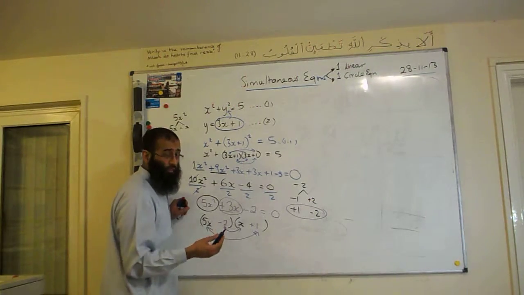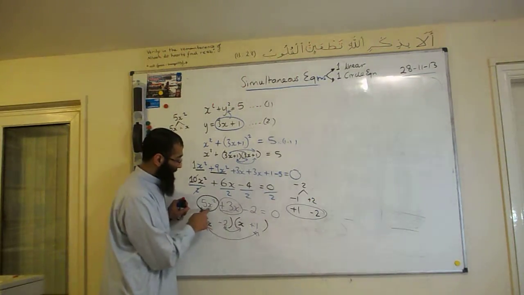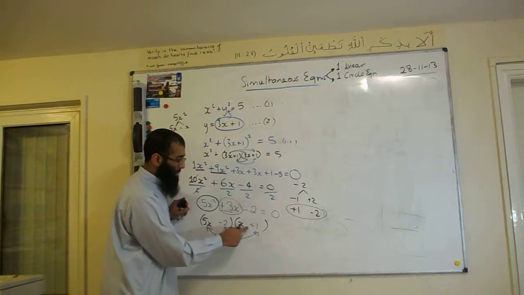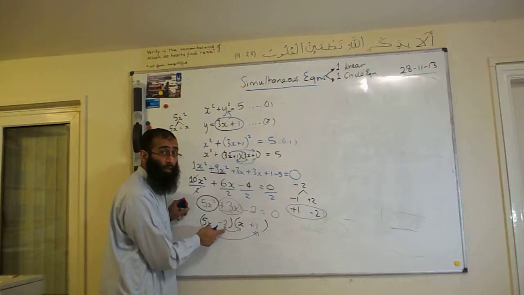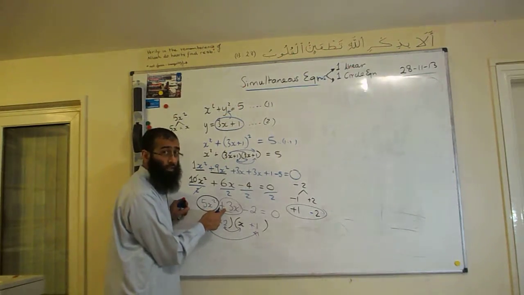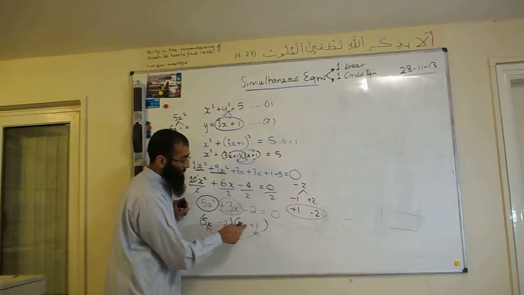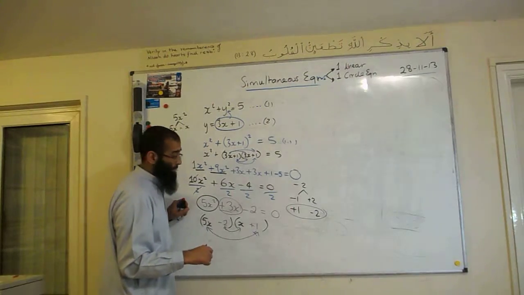Okay, so let's have a quick check. 5x times by x is 5x squared. 5x times by plus 1 is plus 5x. Then times these two, that gives you minus 2x, so 5x minus 2x is 3x, that's correct. And minus 2 times by plus 1 is also minus 2, so that's correct.